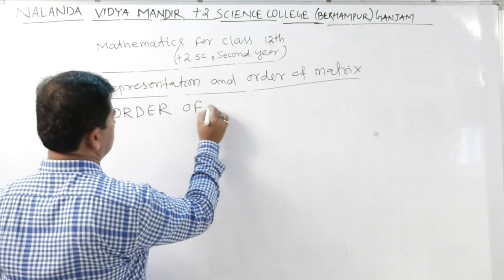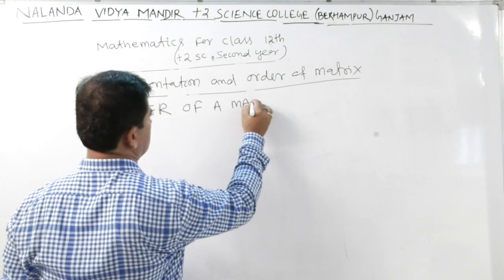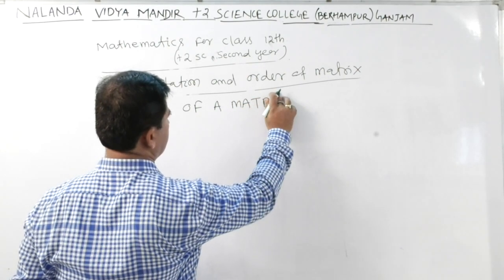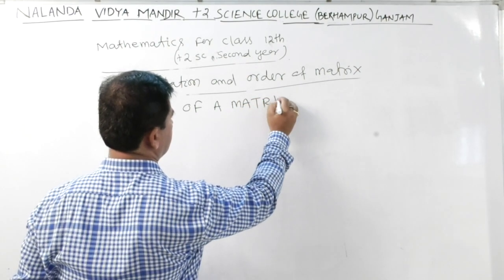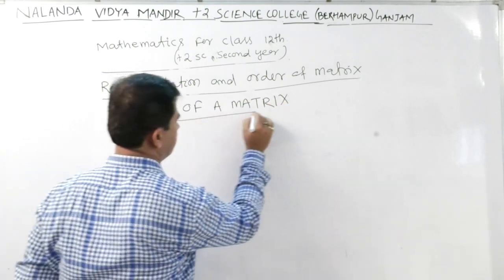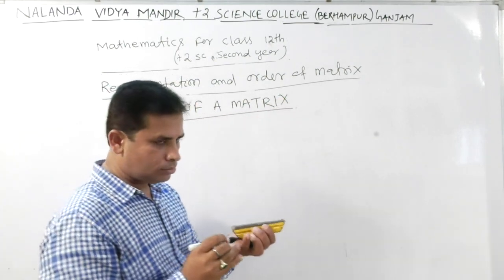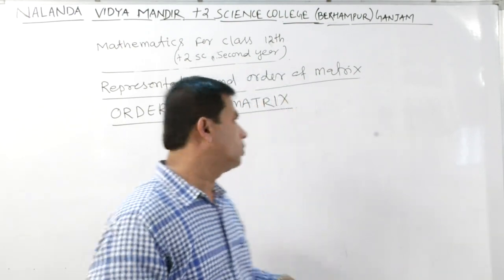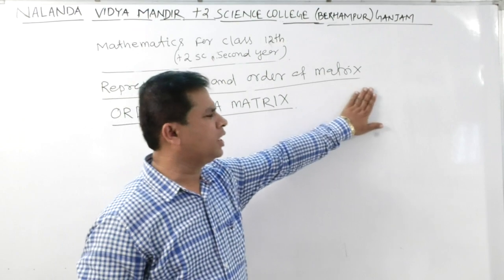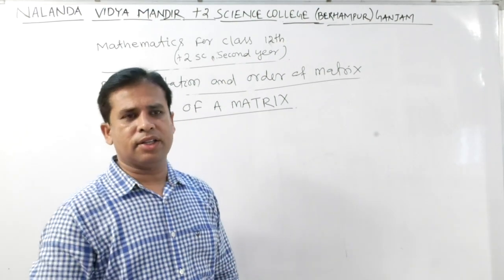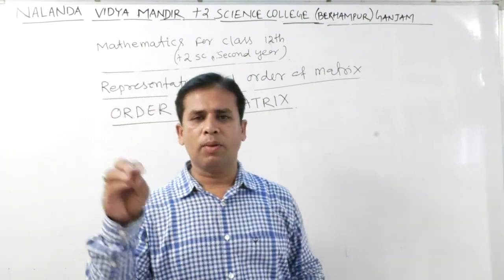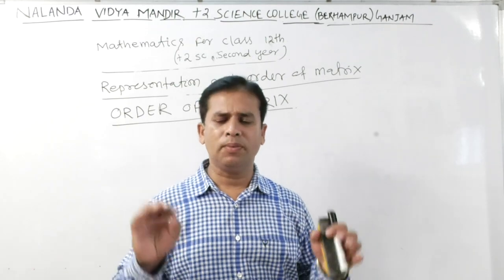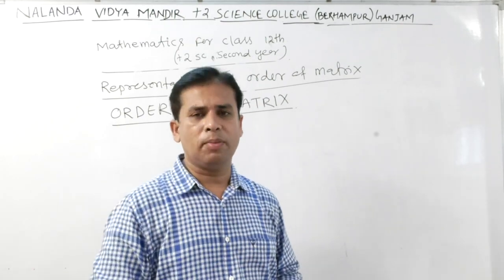Order of a matrix. Now we will go through the order of the matrix. Order of the matrix means in a matrix how many rows and how many columns there are. That is the order of the matrix.